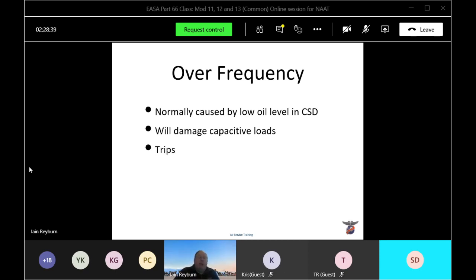So what happens if we see this? We'll trip the generator field relay, and if we trip the generator field relay, we trip the bus tie breaker as well. And the other thing is, we'll put the constant speed drive unit into underdrive. What normally causes over frequency? The oil level in the constant speed drive unit. What types of load will over frequency damage? Capacitive loads. And again, we're going to take it offline.